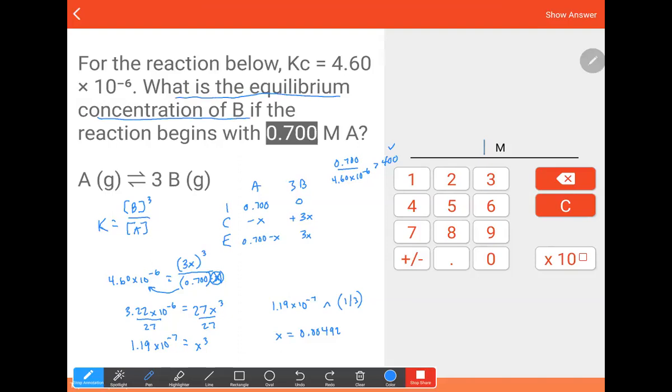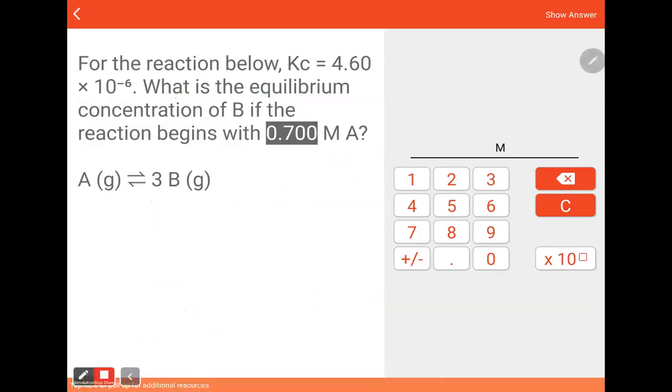Now, it asks, what is the equilibrium concentration of B in this question? Now notice, it's not just x. We wrote it right here. This is initial, this is change, this is equilibrium. At equilibrium, B will be equal to 3 times x. So I need to multiply x by 3, and I get 3x is equal to 0.0148, 3 significant digits. And so I'm going to try that, 0.0148.